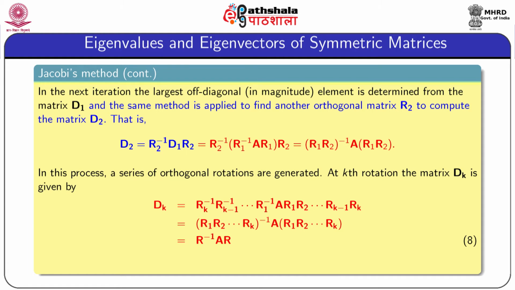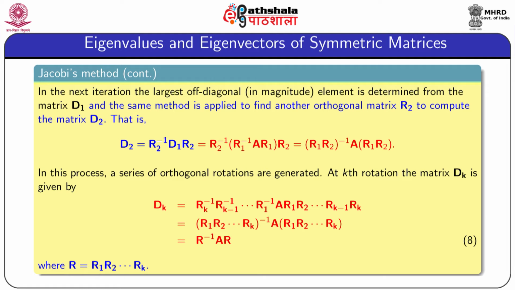In this process, a series of orthogonal rotations are generated. At the kth iteration, the matrix Dk is given by Dk equal to Rk inverse Rk minus 1 inverse dot dot dot R1 inverse A R1 R2 dot dot dot Rk minus 1 into Rk. This expression can be written as R1 into R2 dot dot dot Rk whole inverse into A into R1 R2 dot dot dot Rk, and let this expression be R inverse AR, where the matrix R equals the product of the orthogonal transformations R1 into R2 dot dot dot Rk.